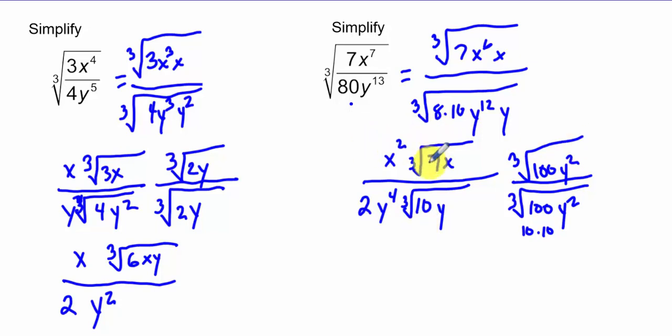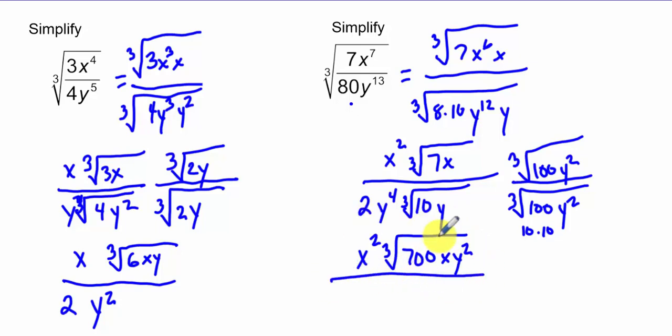So again, we look and I've got a 7 and a 100 to multiply. Neither of those have perfect cubes in them, so my product won't have a perfect cube in it. So I've got x squared. I know that's going to be under the root as well. And a y squared, that's going to be under the root because there's no perfect cubes. So I'm just multiplying together 700 xy squared.